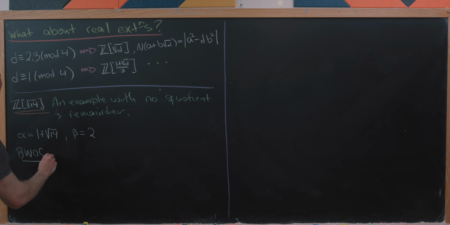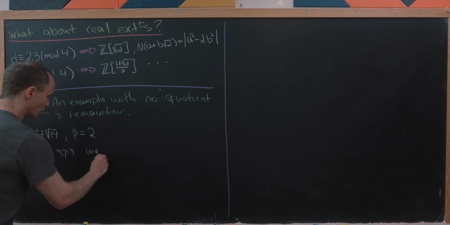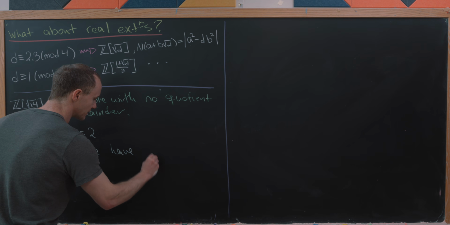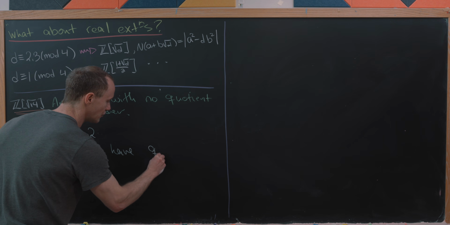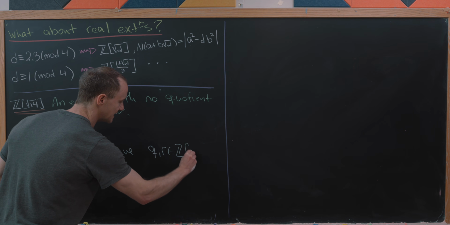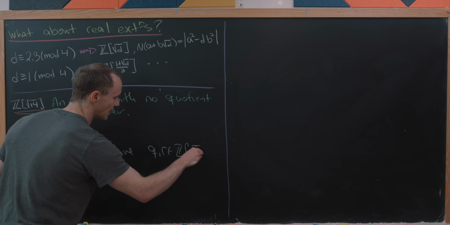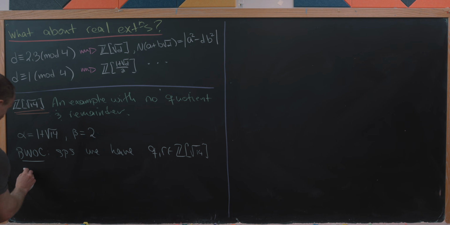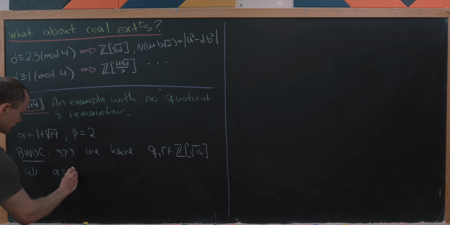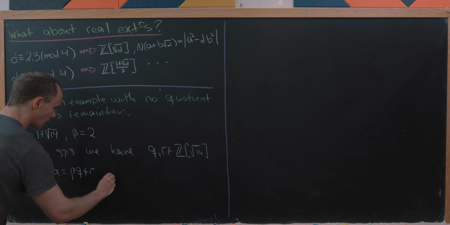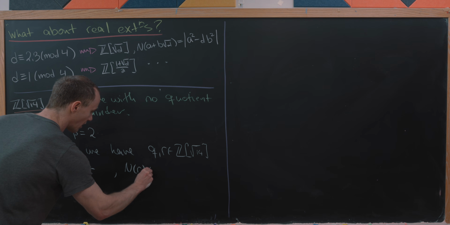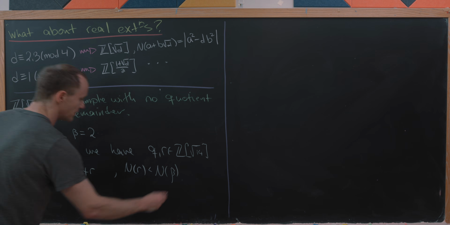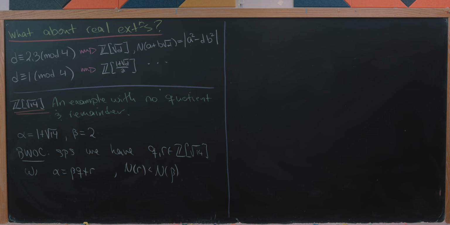So by way of contradiction, let's suppose we have 2 numbers. I'll call them Q and R. And so those are going to be in Z adjoin the square root of 14 with alpha equal to beta Q plus R, and the norm of R is strictly less than the norm of beta. Recall that that's what we needed for this division algorithm to occur. And we're taking the standard norm as described up here.